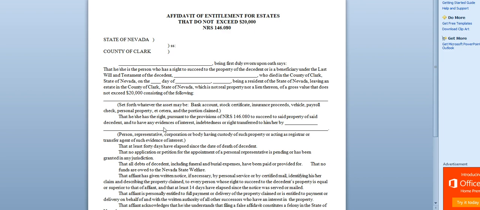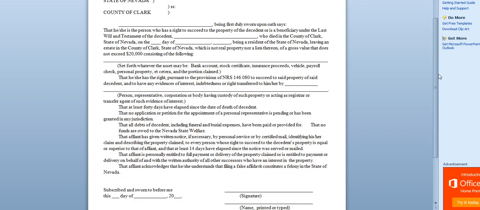So this is where you list who's got the property. If it's the employer, you list the name of the employer. If it's a bank, you list the name of the bank. If it's a credit union, the credit union. And so if it's a bank account, you want to list the name of the bank that it's at.